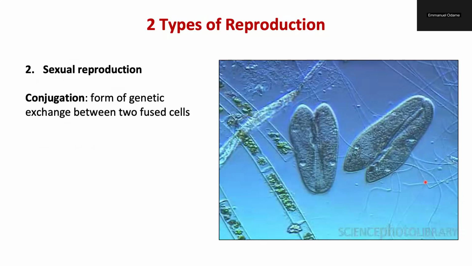Now let's talk more about sexual reproduction. Sexually, they do this by conjugation, basically exchange of genetic material between two cells. So let's see these two neighbor protozoans, they attach to each other, exchange genetic material and produce a new one.